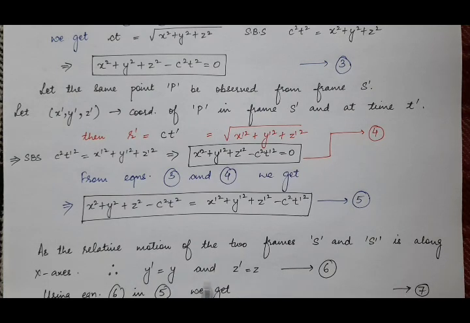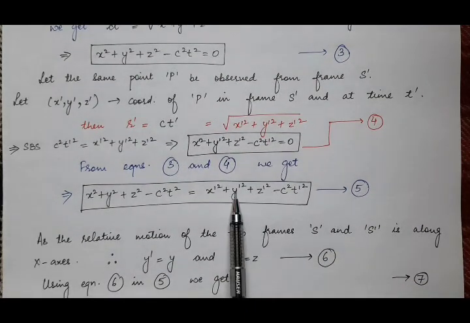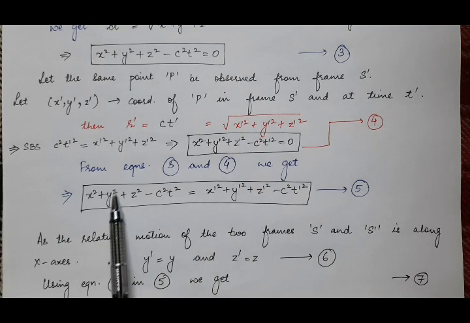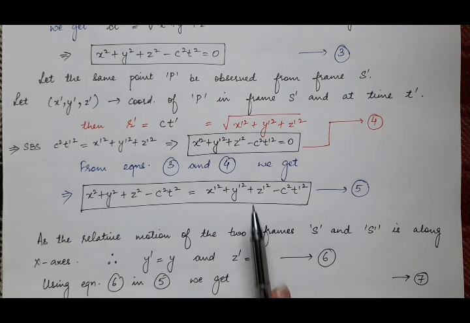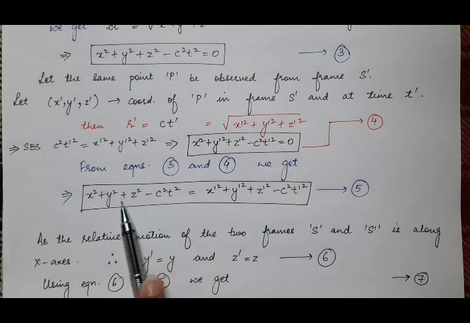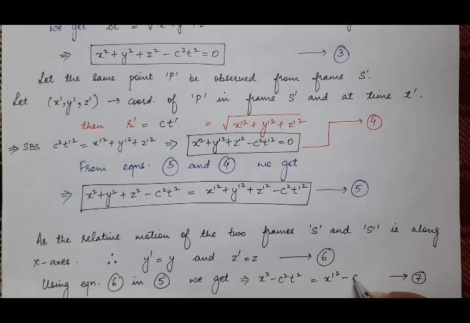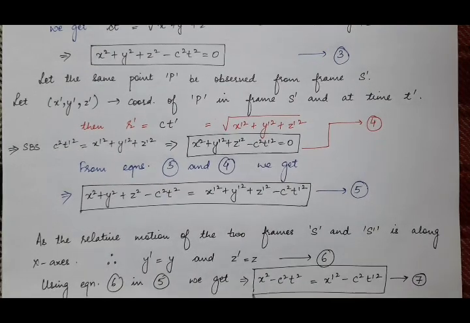Now use equation 6 in equation 5, meaning put y dash equal to y and z dash equal to z in equation 5. What will you get? When you put y dash equal to y, y dash square will be cancelled out by y square because both are equal. Similarly, when you put z dash equal to z, you will have z square on both sides and it will get cancelled. So we are left with x square minus c square t square equal to x dash square minus c square t dash square. Suppose this is equation 7.